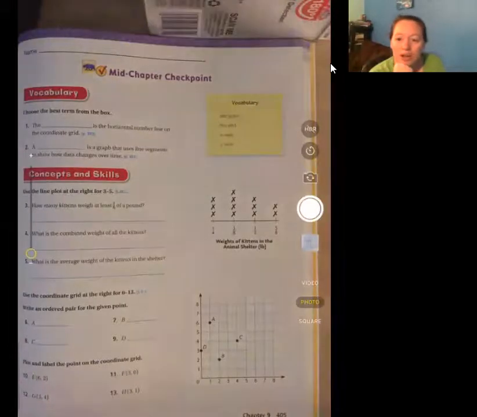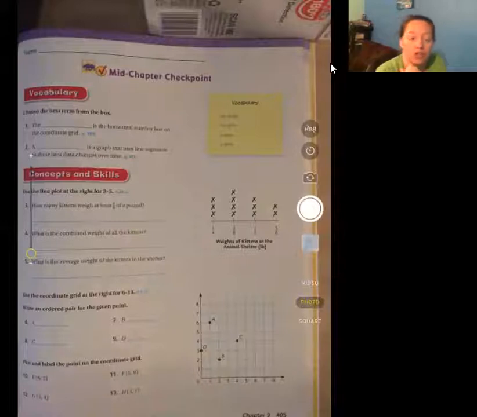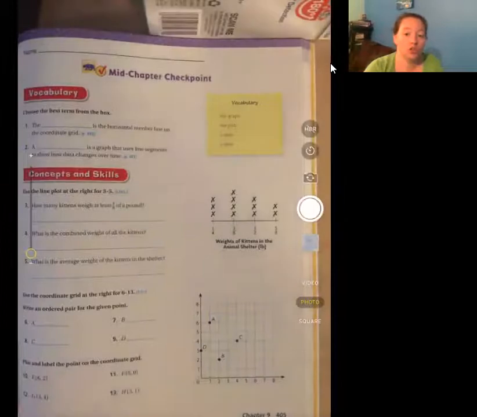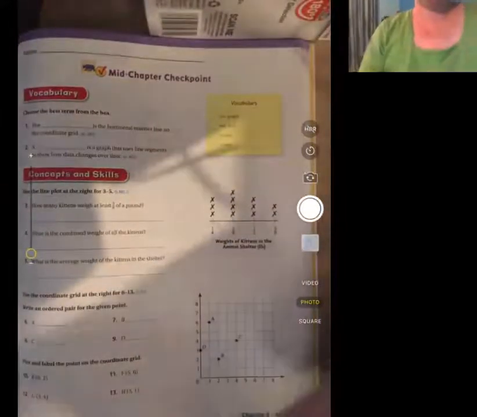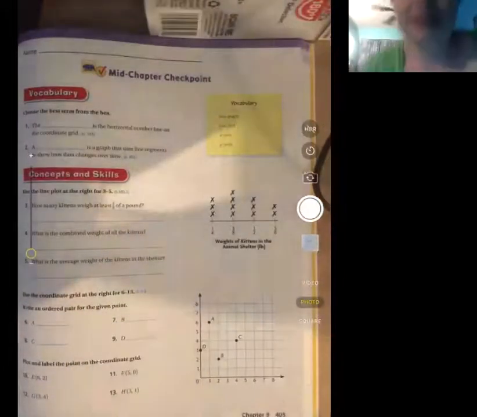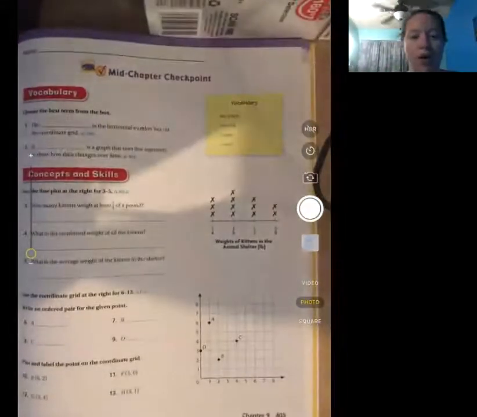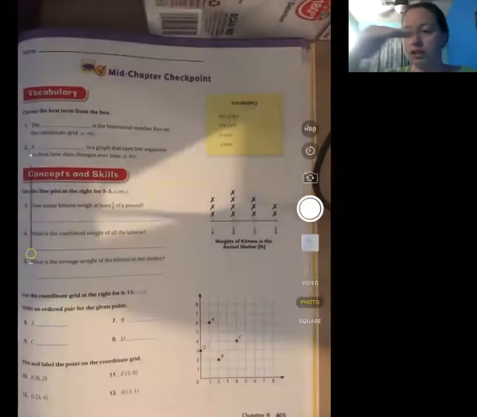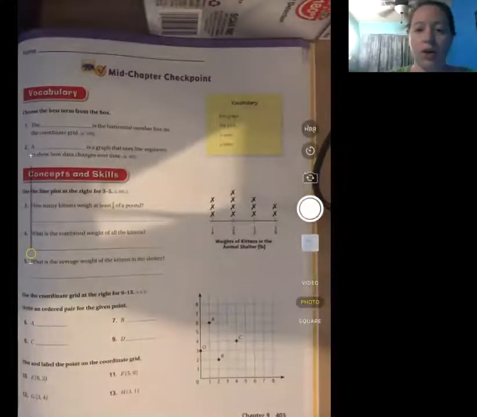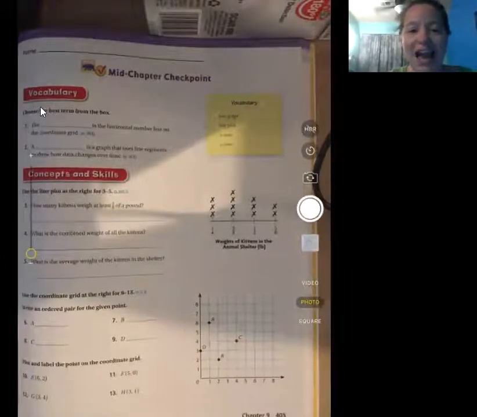Hi guys, so we are on the mid-chapter checkpoint, page 405 for chapter 9. We have to choose the best term from the box. Blank is the horizontal number on the coordinate grid. So horizontal is the one that goes across like this. So that would be the x-axis.